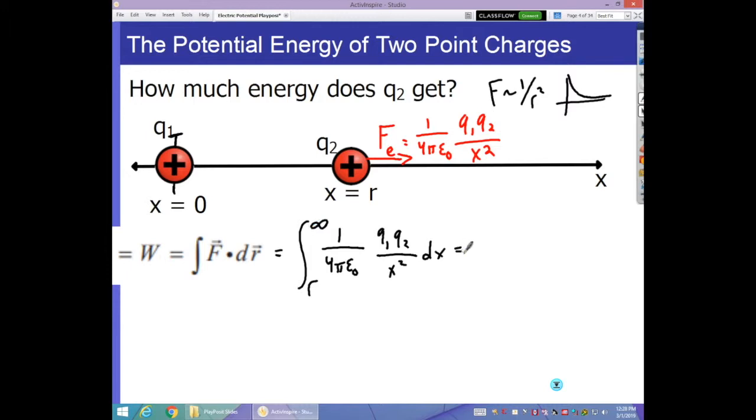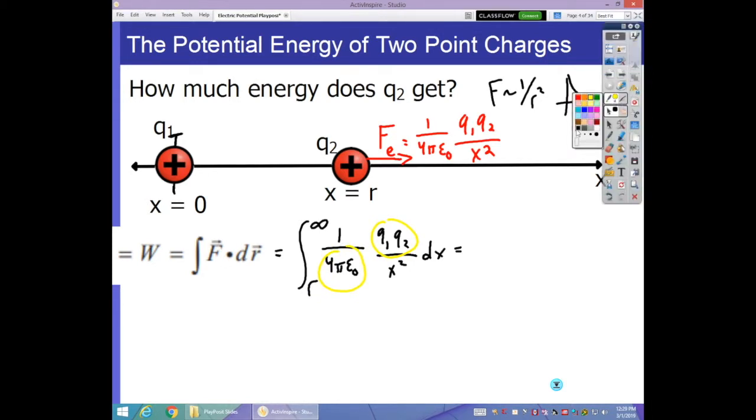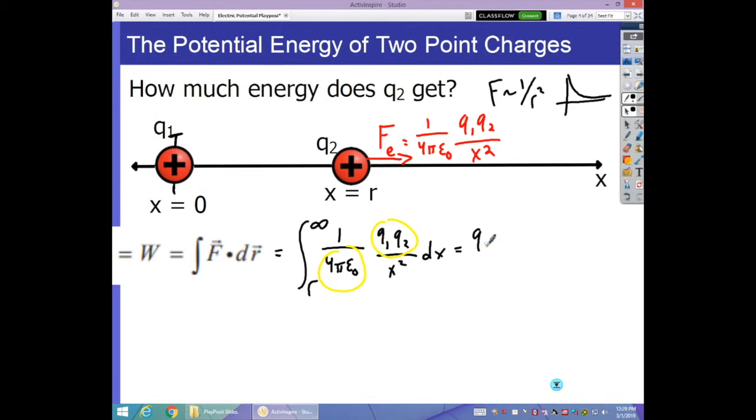All right, so let's do this integral real quick. Well, a bunch of these things are constants. Q1 and Q2 are constants. 4 pi epsilon 0, those are constants. So I'm going to pull those out to the front. Q1, Q2 over 4 pi epsilon naught. And then I have this integral of 1 over x squared.